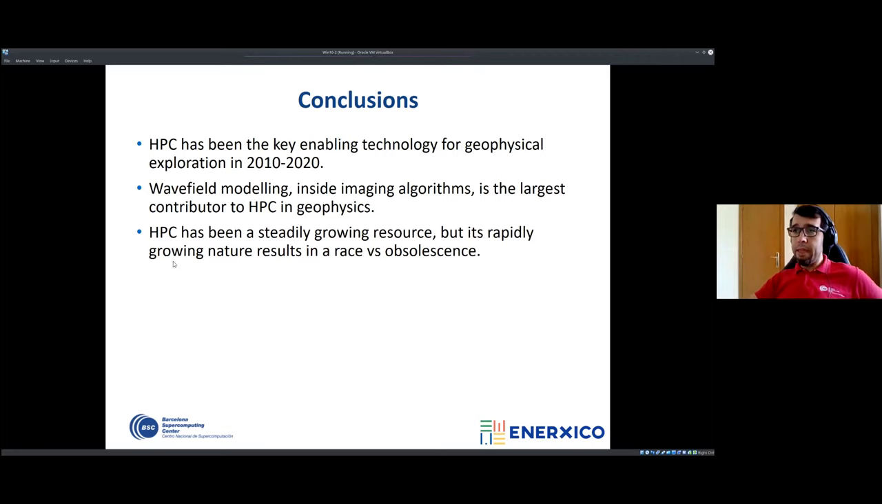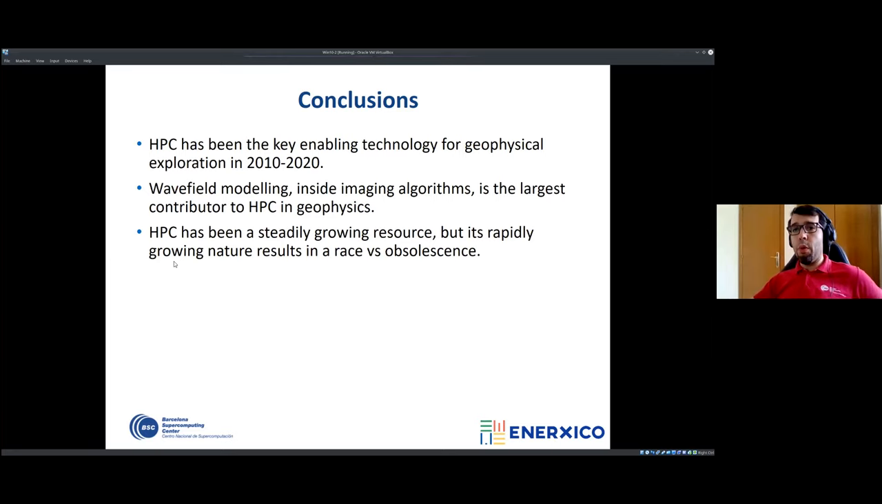Okay. Now, a note to remember is that HPC has both sides. On one hand, it is a resource which is ever growing, faster, probably steadier than any other resource that we may know about. But this is also a challenge for people who depend on HPC because this technology becomes obsolete very quickly.